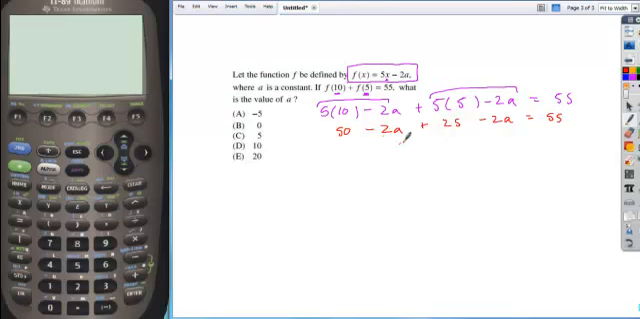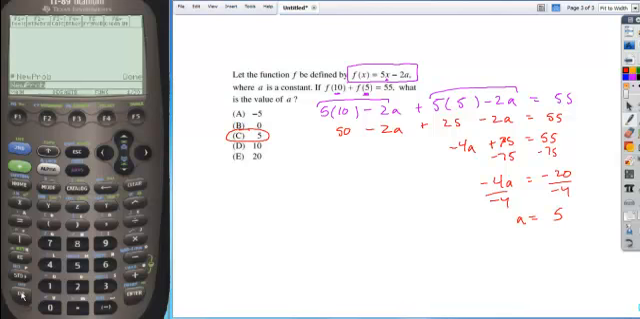So we get, combine the like terms, negative 4a, combine the constants, 50 and 25, we get 75. Subtract 75 from both sides, we get negative 4a is equal to negative 20. Divide by negative 4 to isolate and solve for a, and when you do, you get your answer: a is 5, which is answer choice C.